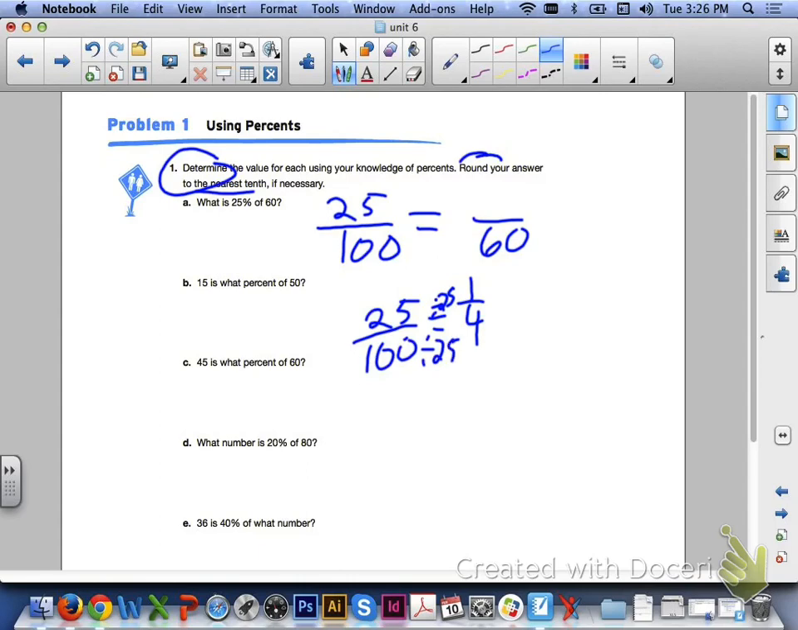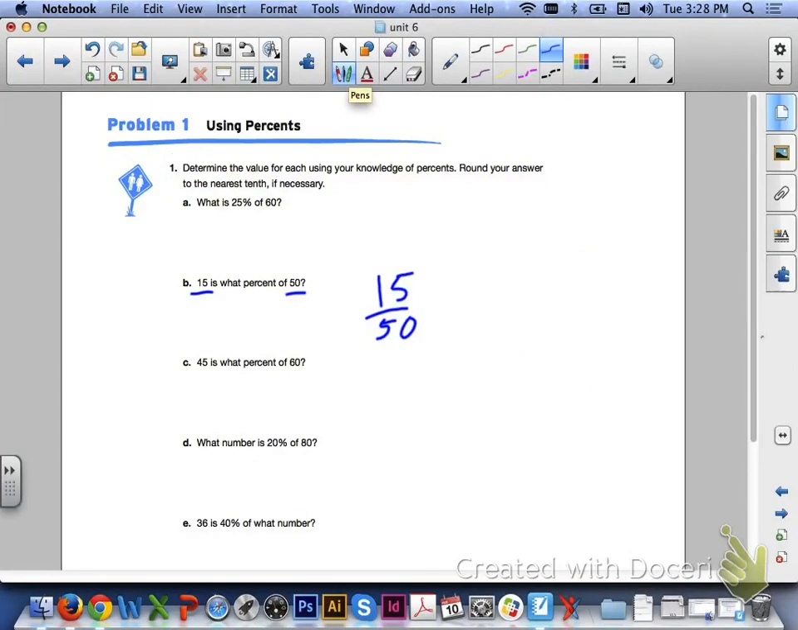Okay, so now I have 1/4 is equal to something over 60, and I know that to go from fourths to 60ths, I have to multiply by 15, and then to go from 1 to my missing piece, I would have to multiply by 15. So again, 25%, 15.